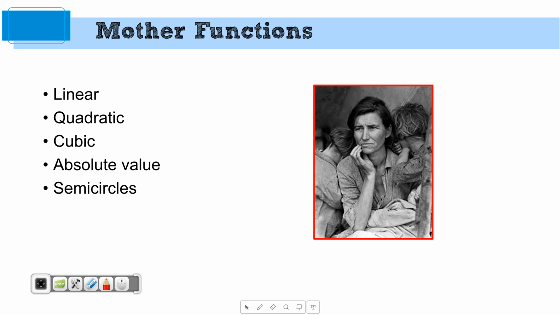Semicircles? Well, I guess I should have included this. How about circles? What's the mother function equation of a circle? Good. X squared plus y squared equals r squared. You know what? Let's do this. All right. So what's the radius? 2. Good, not 4. Thought I could trick you. That's the entire circle centered about the origin with a radius of 2.